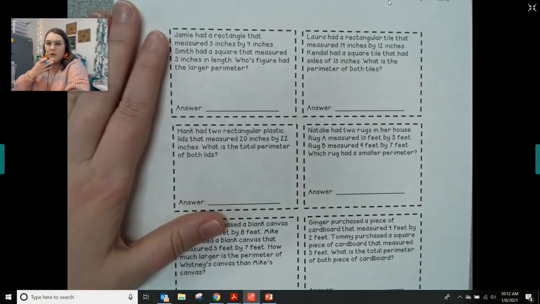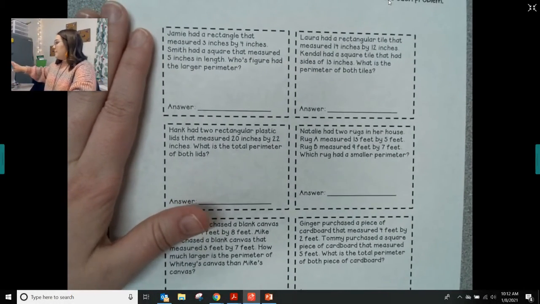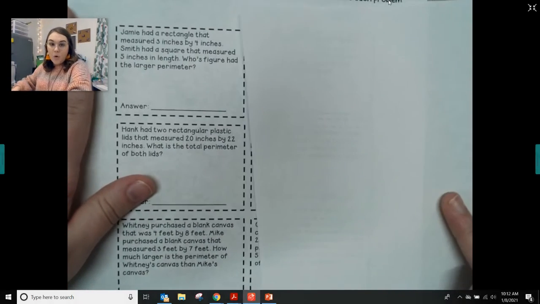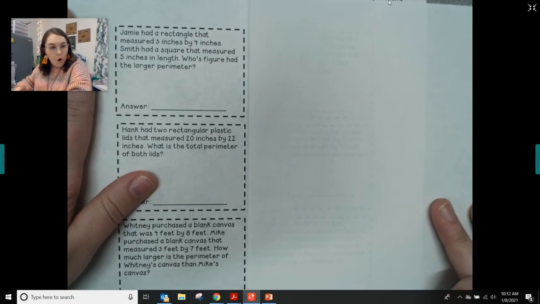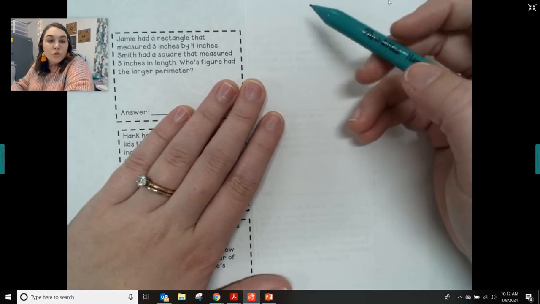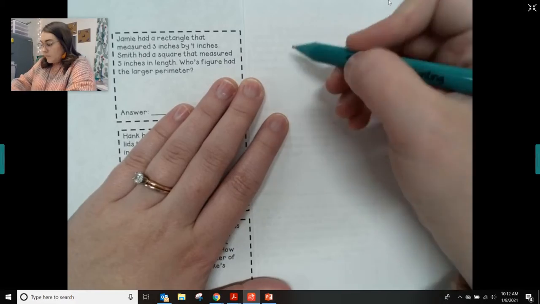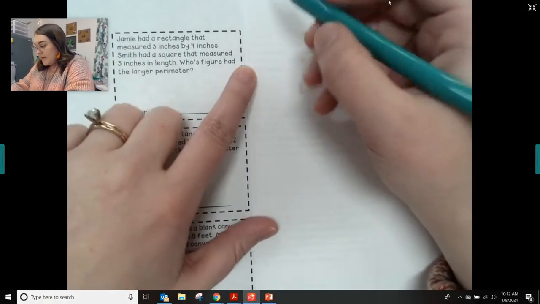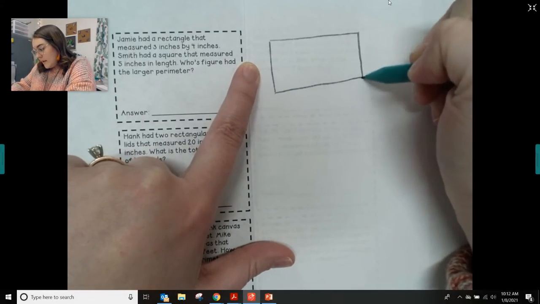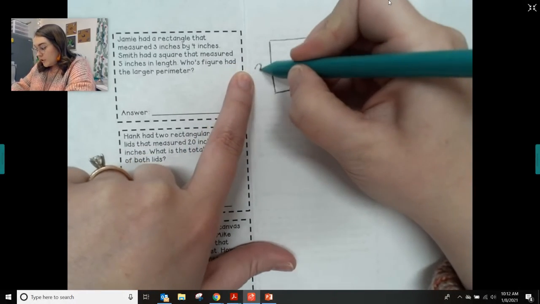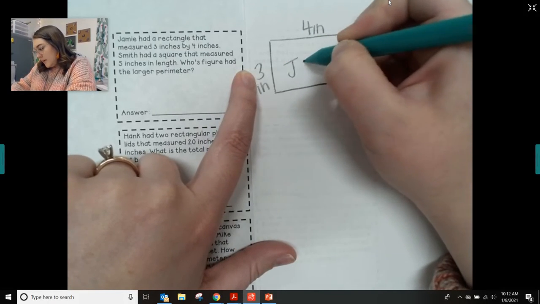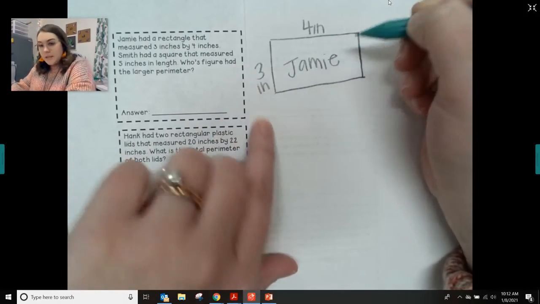Jamie had a rectangle that measured 3 inches by 4 inches. You guys know me, and I like to draw out my problems. I've always been like that. So I want you right now to draw out your problem. So he has a rectangle, right? So I'm going to draw a rectangle that measures 3 inches by 4 inches. And this is Jamie. Okay, let's move on to the next one.